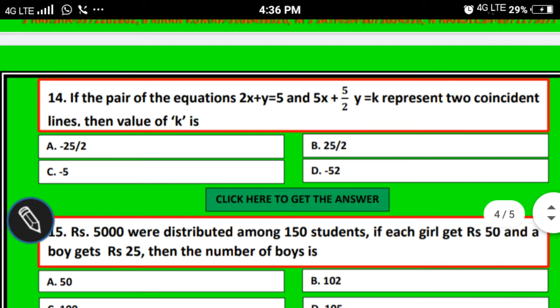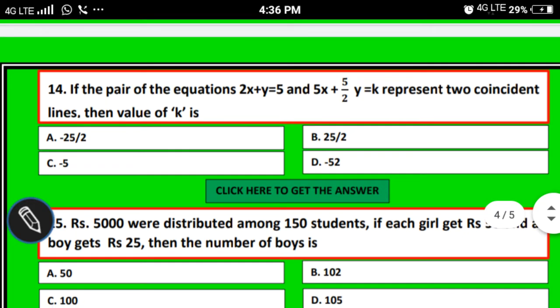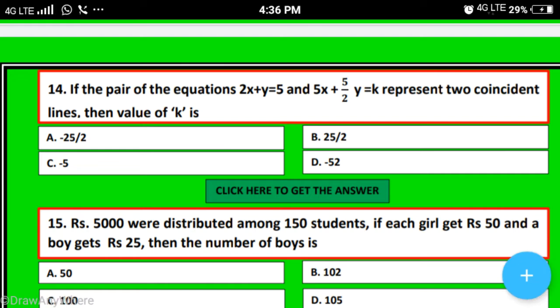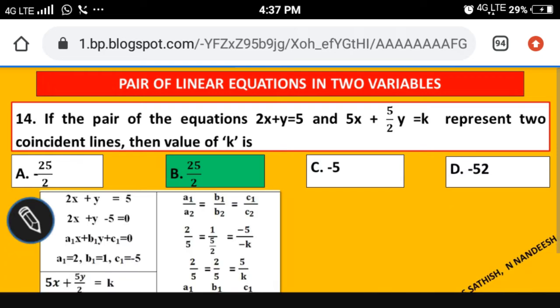The next one: if the pair of equations 2x plus y equals 5 and 5x plus 5 by 2 y equals k represent two coincident lines, then the value of k. When the lines are coincident, we have to find out the value of k.